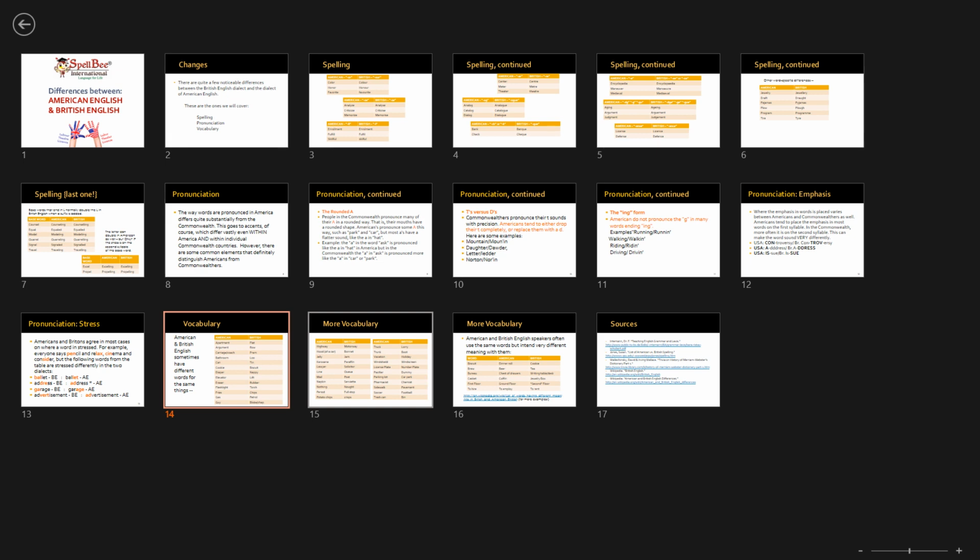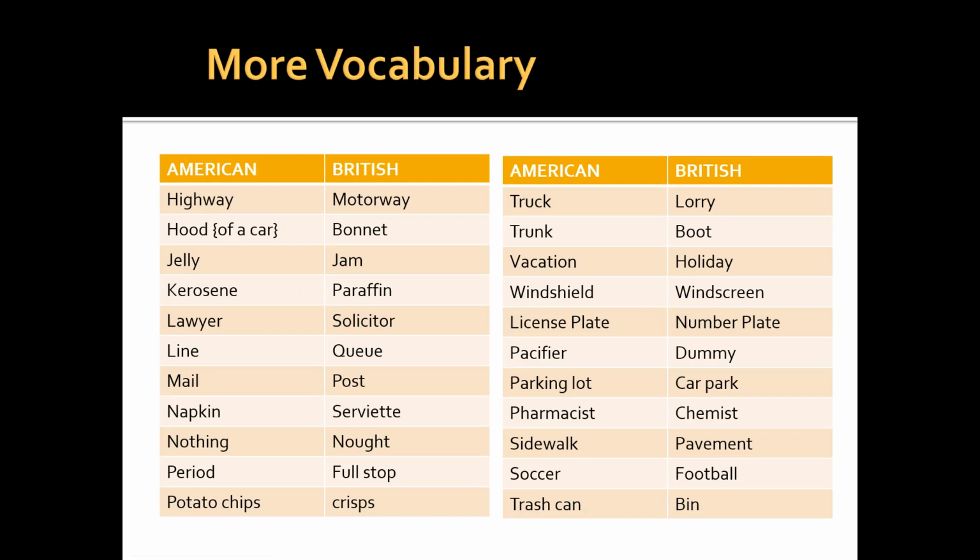So we are on slide 15, which is more vocabulary. In American English, we say highway, whereas the Britishers, over here we are saying as the Commonwealthers. If you don't know that, I think you might need to see part 4. So Britishers are also known as the Commonwealthers. Now we're going to see the next one, which is hood of a car.